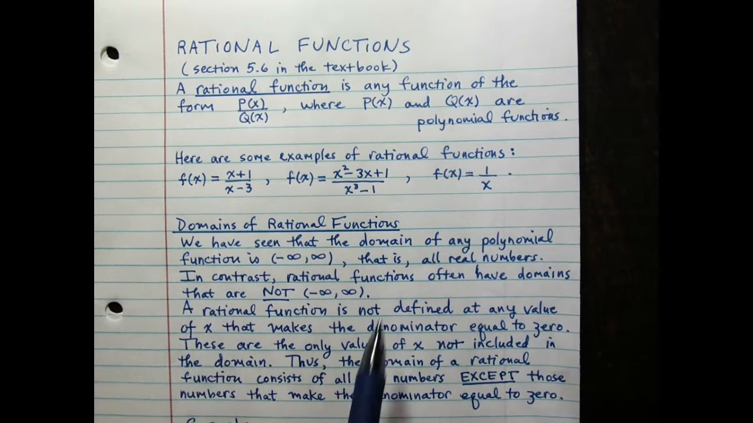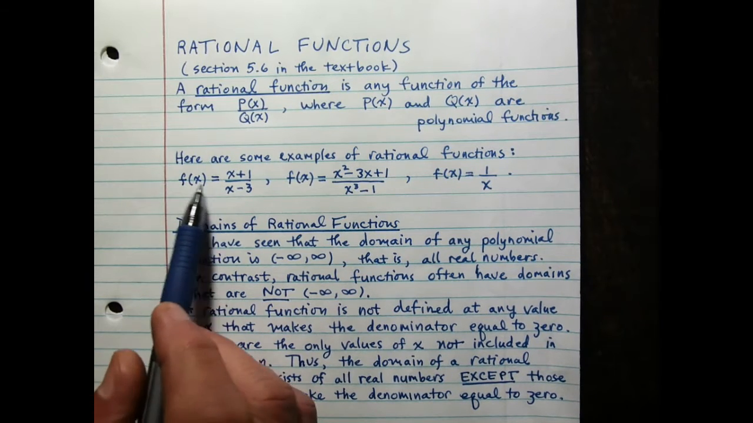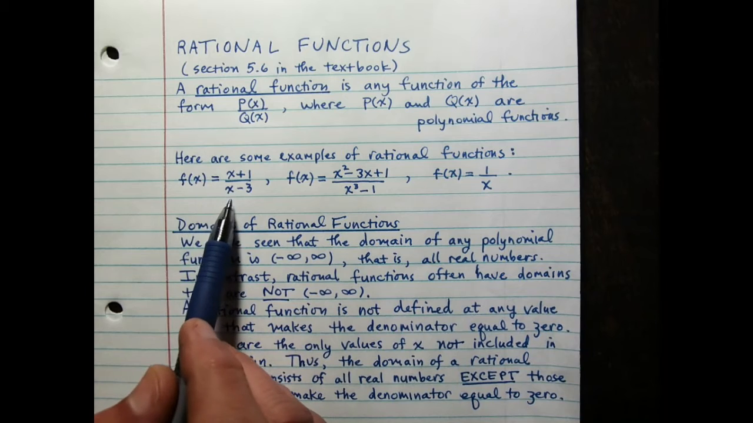In contrast, rational functions often have domains that are not minus infinity to infinity, that are not all real numbers. A rational function is not defined at any value of x that makes the denominator equal to 0. These are the only values of x not included in the domain. Thus, the domain of a rational function consists of all real numbers except those numbers that make the denominator equal to 0.